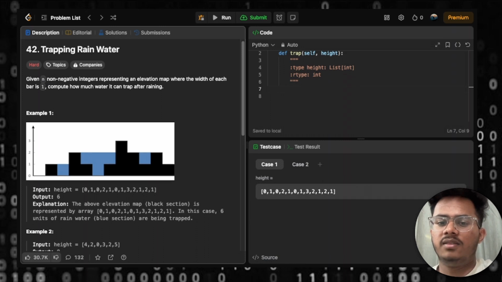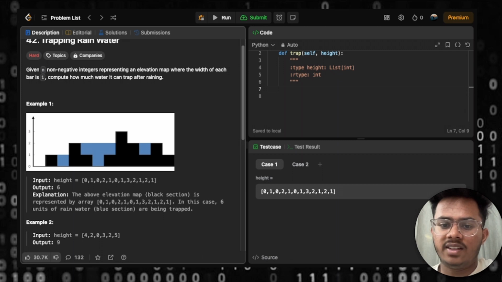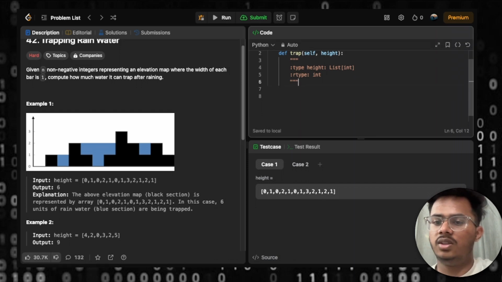In this example, we can see there are some blocks placed on the x-axis, and the y-axis denotes the height of those blocks. In the input, we are given height as 0, 1, 0, 2, and so on, which means there are 0 boxes at the 0th index, 1 block at the first index, and 2 boxes at the third index, and so on. The output is 6, which represents the empty spaces between these boxes where the water gets trapped. Let us solve this with the code.